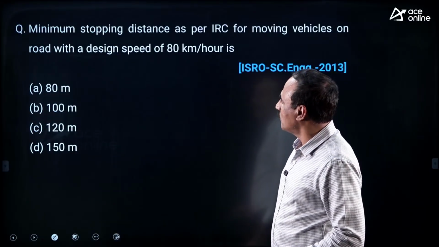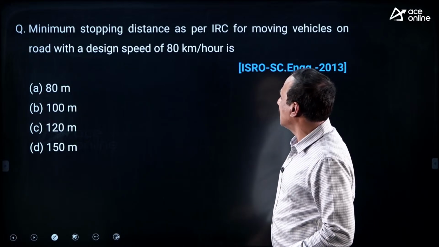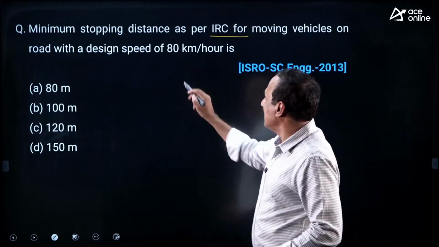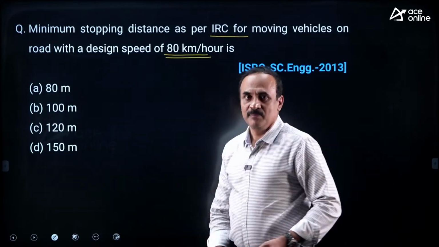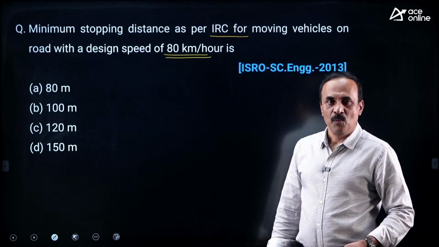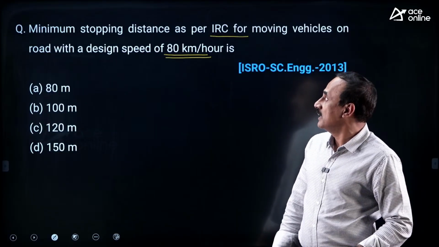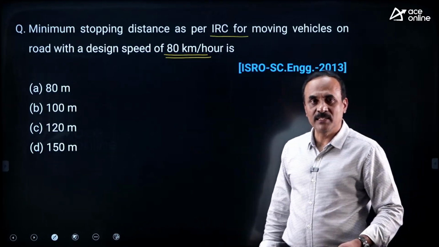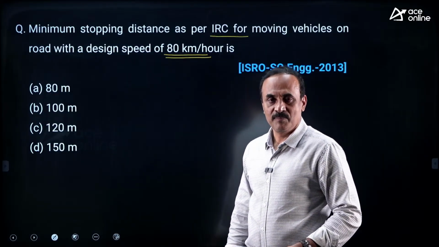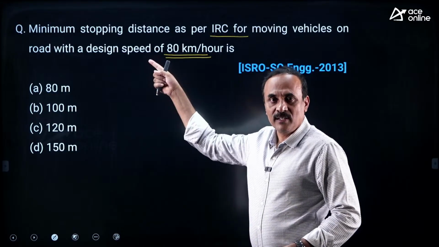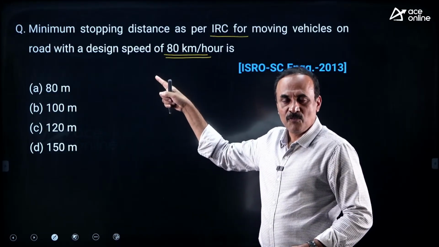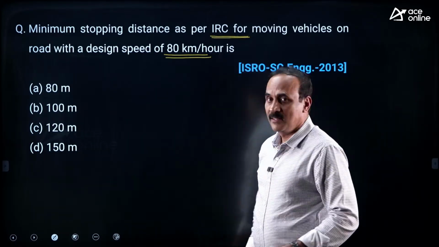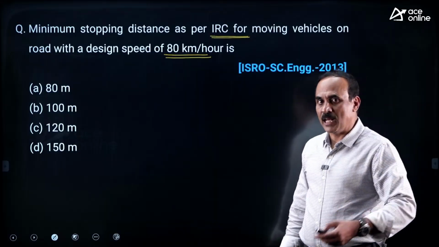Next, look at this question. Minimum stopping sight distance as per IRC for a moving vehicle on a road with a design speed of 80 kmph. This is a memory oriented question. You can't solve it from the fundamentals, from a formula. As per IRC, it is clearly mentioned what the stopping sight distance is. Can you tell me how much it would be?